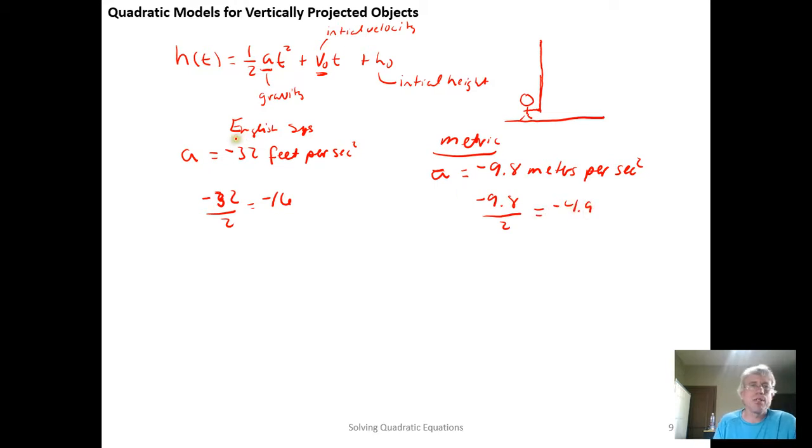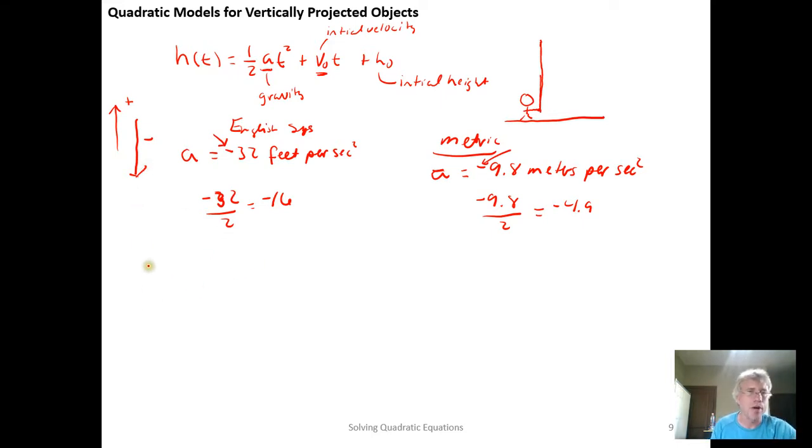And again, these numbers are negative. These accelerations are negative because we're assigning down as negative and up as positive, and acceleration is towards the ground, in the negative direction. It's the thing that pulls you back down to earth.